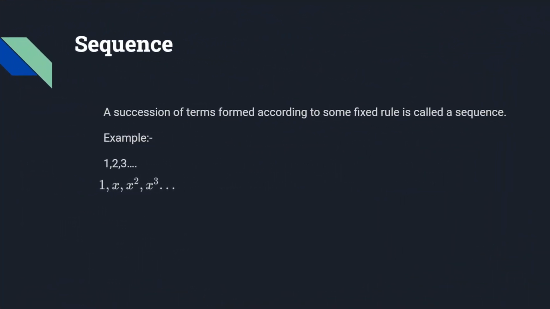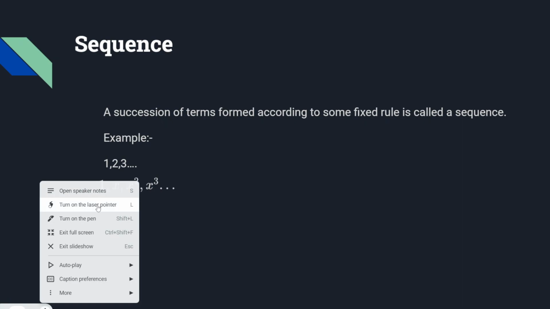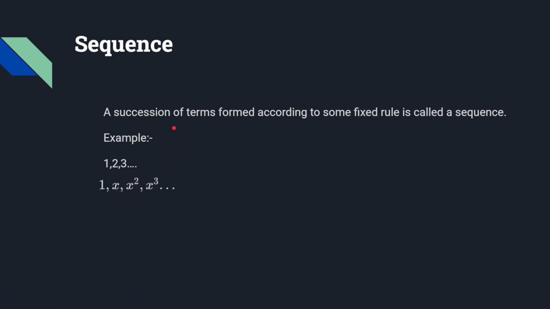First we have to learn about the sequence. A succession of terms formed according to some fixed rule is called a sequence, like 1, 2, 3. This is formed by a fixed rule, that is, every term we get is one plus the previous term. And another example, 1, x, x square, x cube. Look at this: every term we get is x times the previous term. So this is all called a sequence.